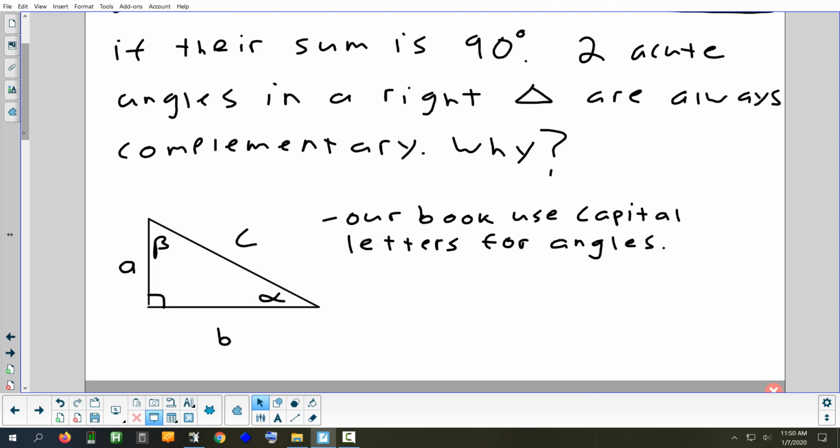Here's the diagram that we're going to use a lot tomorrow. Anytime we have a triangle and we don't know something about it, those are the labels I want you to use. I want you to use A, B, and C for the sides. Specifically, I want you to use C as the hypotenuse. And I want you to use Greek letters for the angles. Now, that's not how our book does it.